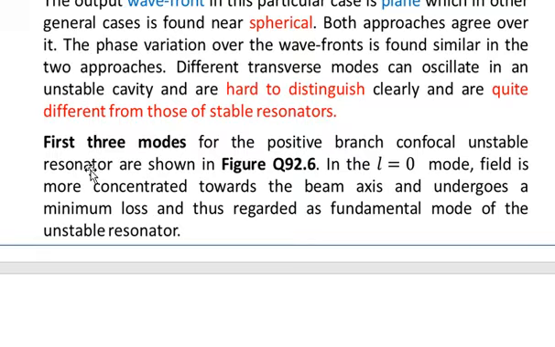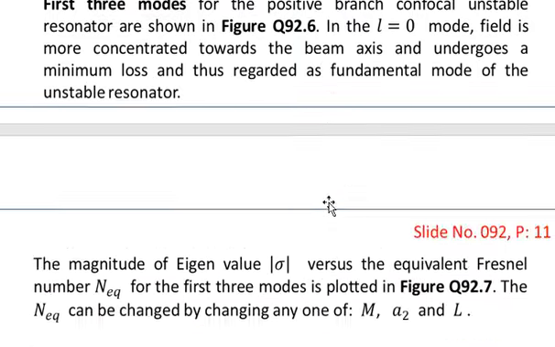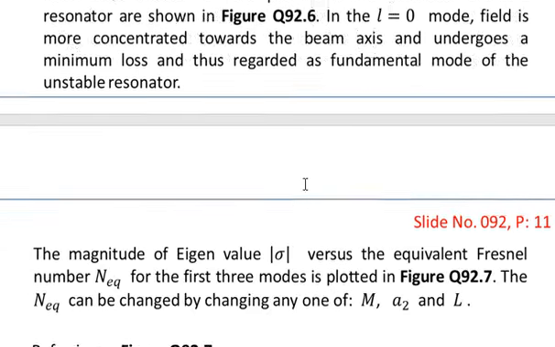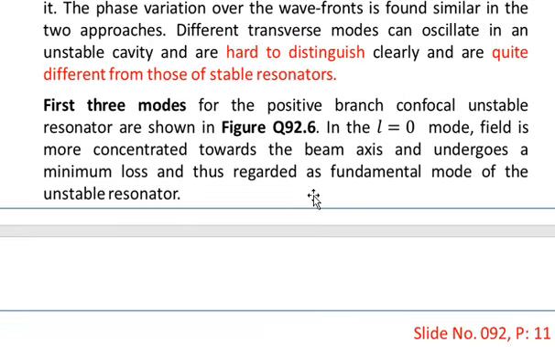And in the description, I have said that in the L equal to 0 mode, the field is more concentrated towards the beam waist, because the beam waist is the waist just after the mirror 2. And you see that the beam is more concentrated, that is, it has a maximum value. At the beam waist we shall have the maximum value of intensity. So the L equal to 0 case is actually forming a beam waist at the mirror, that is within the resonator.